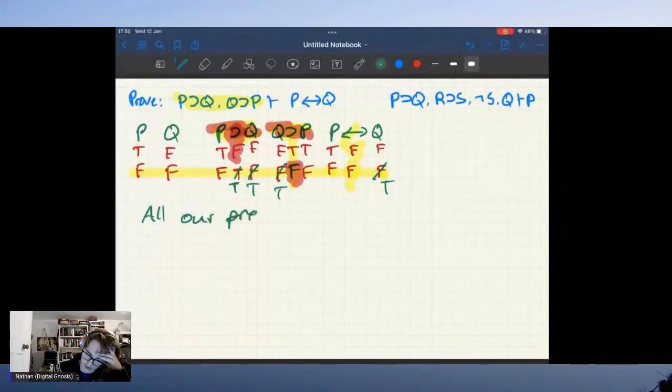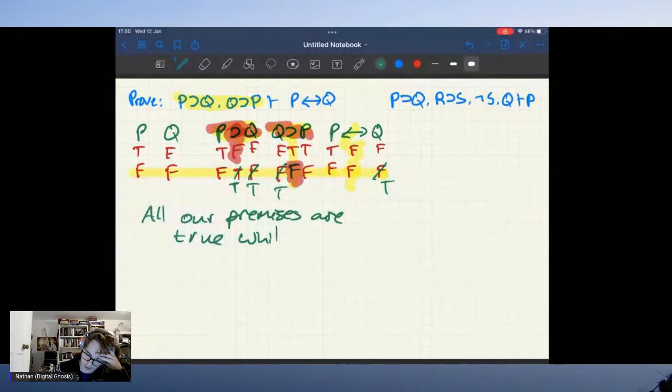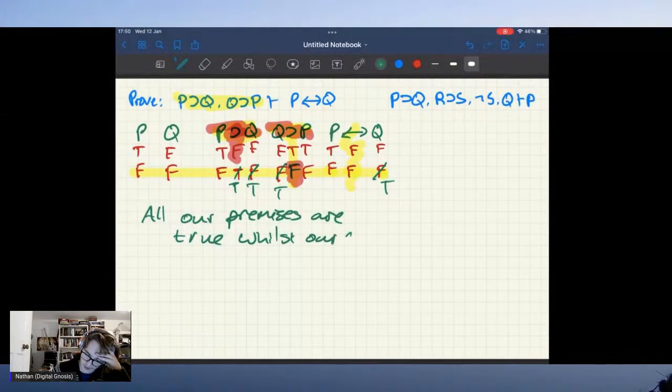And so the problem is, semantically, that it would never have been the case that all our premises are true whilst our conclusion is false. There would have been no models in which all our premises are true and our conclusion false, which is what we would have needed to show.